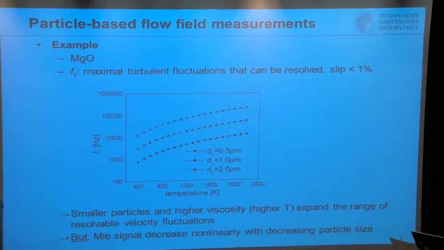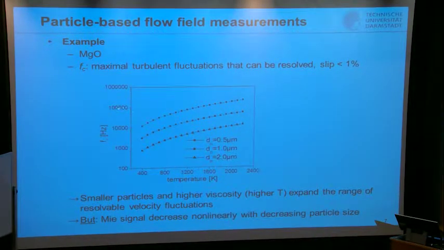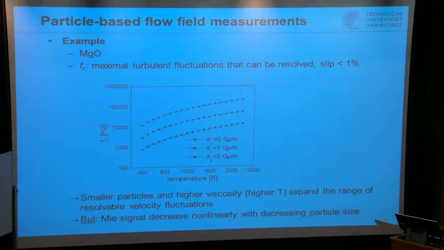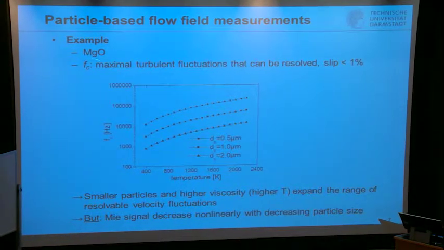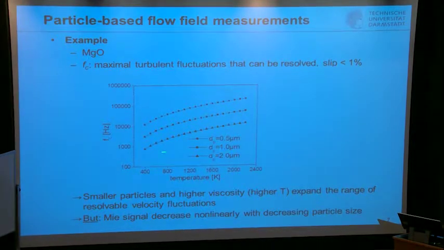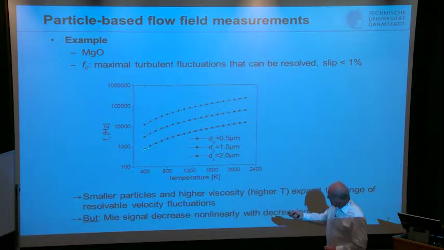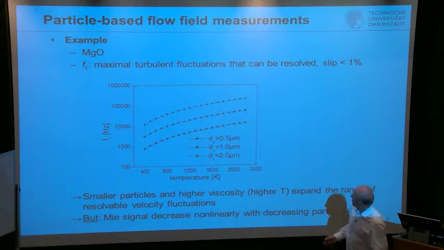And this cutoff frequency, on a logarithmic scale between 100 hertz and 100,000, a million hertz, you see over temperature, where the viscosity changes, for magnesium oxide, looking back, that is this material with 3.5 tons per cubic meter. And you see around 400 Kelvin, if you have 2 micrometer sized particles, you have a huge cutoff, a very small cutoff frequency. You cannot resolve more than 800 hertz. That's nothing. It's not very good.